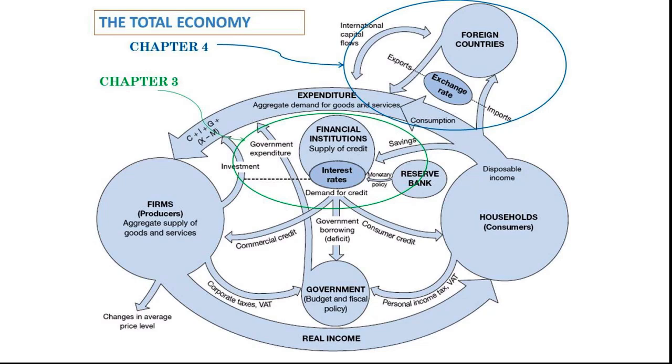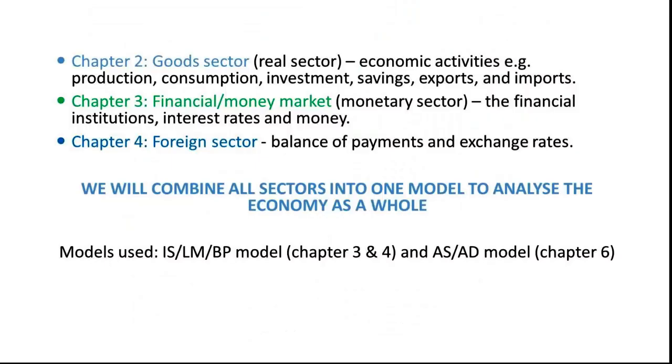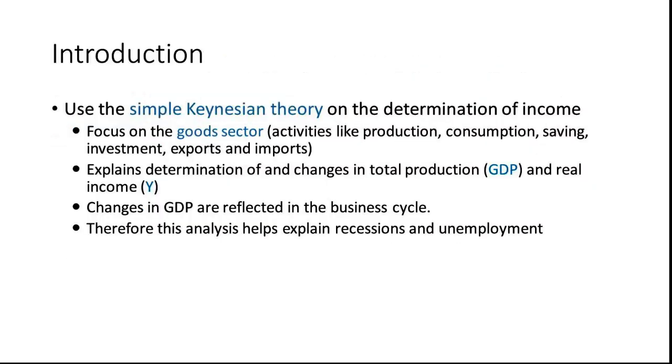In Chapter 2, we are focusing on the goods market. In 3, we'll add the financial sector. In 4, we'll add the foreign sector and end up with a model of the economy. Now, this is also shown on this slide, and the models that we're aiming to build to describe the working of the economy as a whole is the so-called ISLM-BP model in Chapters 3 and 4, and the ADAS model in Chapter 6.